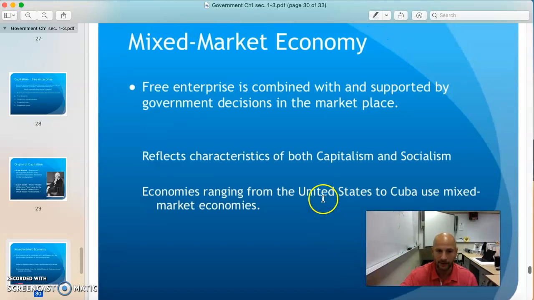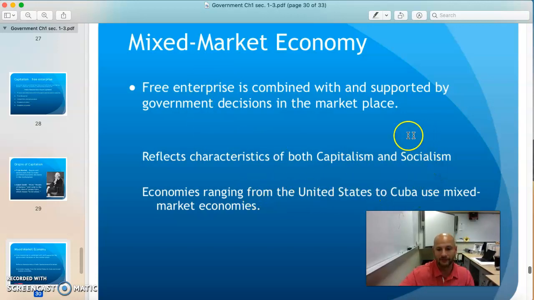The United States of America currently has what we call a mixed market economy. We have a little bit of capitalism and a little bit of socialism, and it's called a mixed market because we have both of those things. A mixed market economy is combined with and supported by government decisions in the marketplace. So the government's going to control maybe the price of gasoline, the price of oil, barrels of oil coming in and going out. They're going to try to control different prices of things, try to create an equilibrium in the market. Capitalism and socialism mixed.